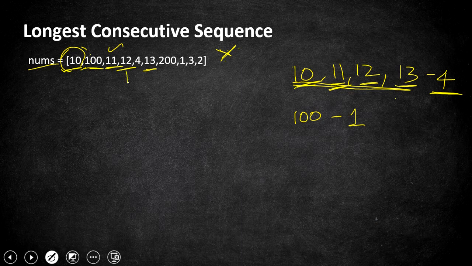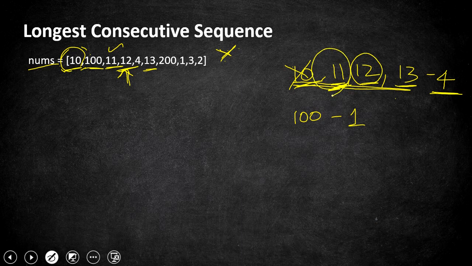Moving on to the next element, which is 12, we are checking whether 12 minus 1 is there or not. Yes, 12 minus 1, which is 11, is there, which means 12 must also be part of another longer sequence. Even if 10 is not there, we are checking whether 11 is present for 12, and yes, 11 is present. So in that case, 12 must be part of a sequence that starts with 11.